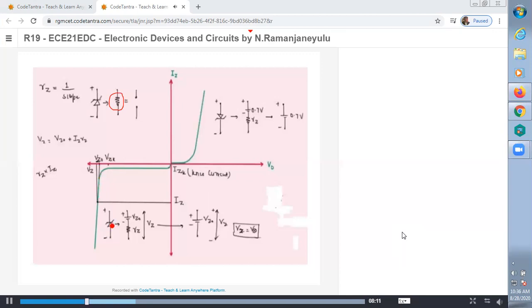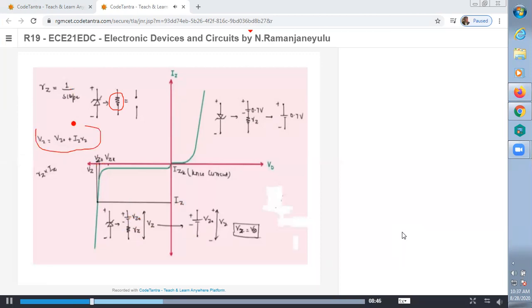What does the model mean? This is the reverse bias, and the equivalent model is VZ naught in series with RZ. There is already some voltage, VZ naught. RZ is equal to 1 by slope, or slope is equal to 1 by RZ. VZ is the voltage at which current is equal to IZ. Finally, VZ is equal to IZ into RZ plus VZ naught.